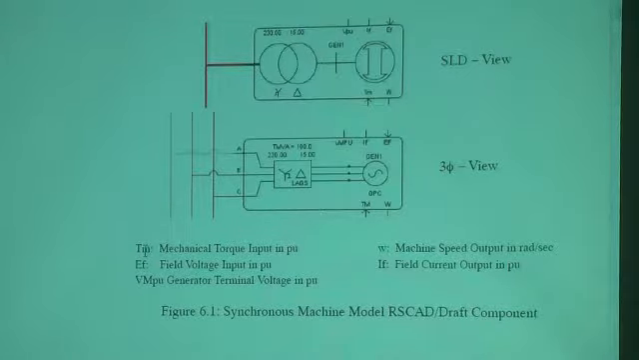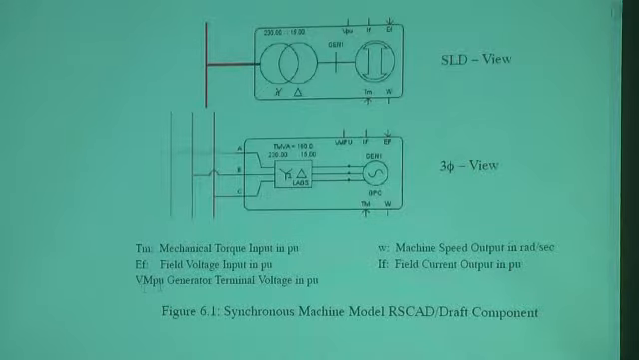So we have TM. It's obvious, mechanical torque as an input in per unit. EF, field voltage, input in per unit. VM per unit, the generator terminal voltage. W, machine speed output in radians per second. And IF, which is the field current. So these would be going to your generator controls.